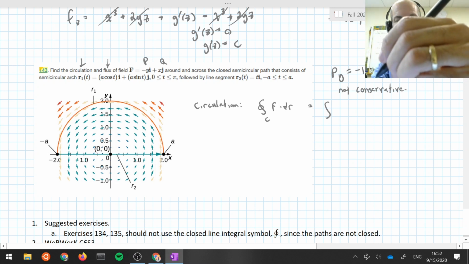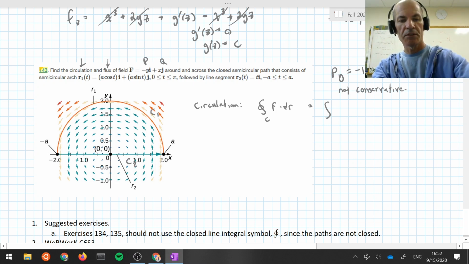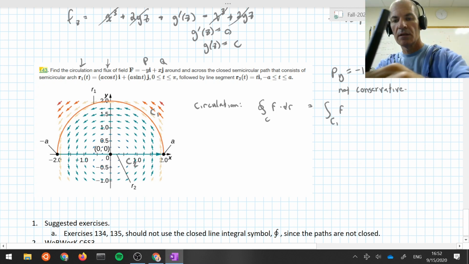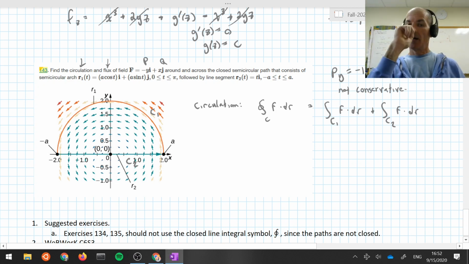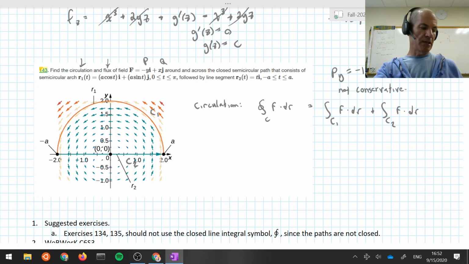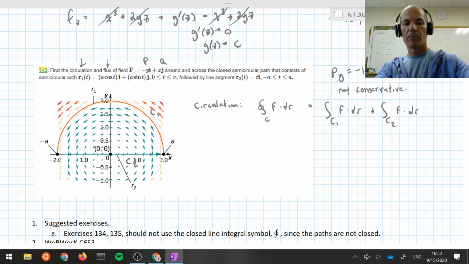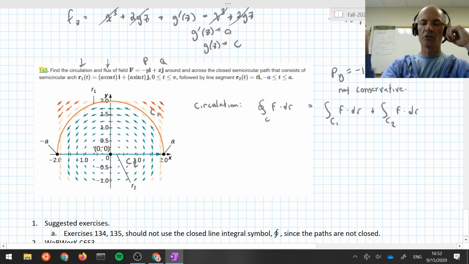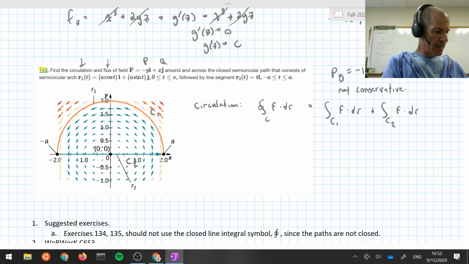An integral along C1, let's call this C1 and C2. An integral along C1, f dot dr, plus an integral along C2, f dot dr. Okay. Now we're just back to regular old parameterization, and I'm going to shortcut a little bit because these are ordinary line integrals that just require you to parameterize C1 along this arc, which you have here, and then C2 along this straight line segment here.